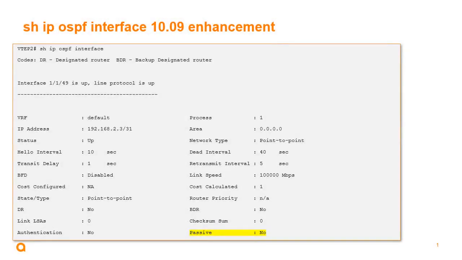Well, what does show IP OSPF interface give us? Well, after all that we've been speaking about, what it does give us is the passive state of that interface or interfaces when they are displayed with the show IP OSPF interface command. They will be pulled up and give us the status whether they are passive or not. And that is the feature enhancement for the show IP OSPF interface as part of the 10.09 enhancement.